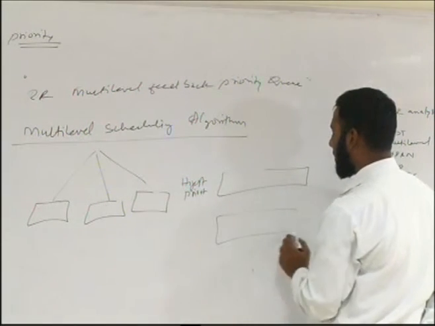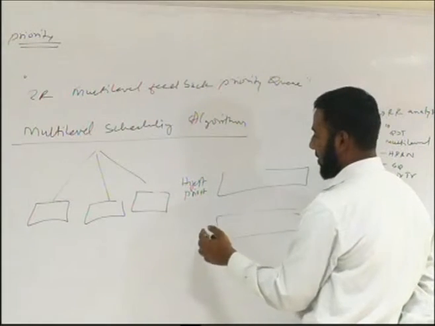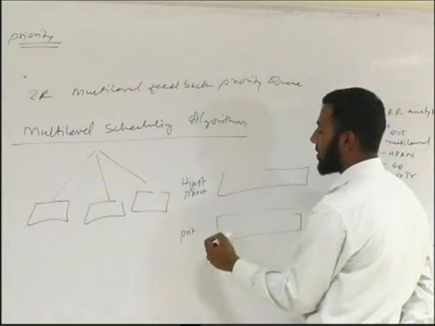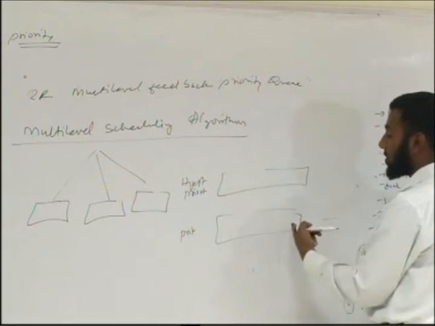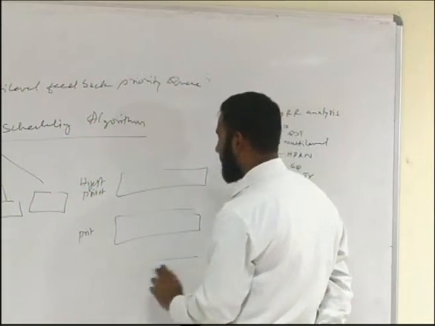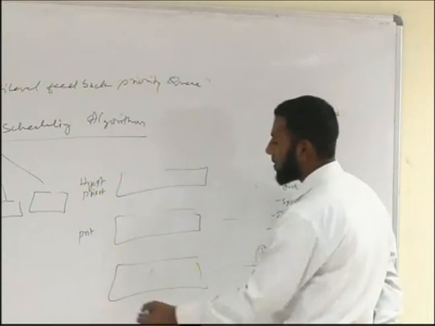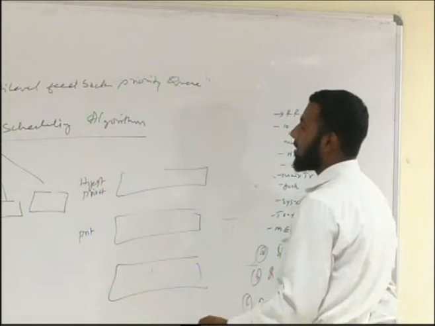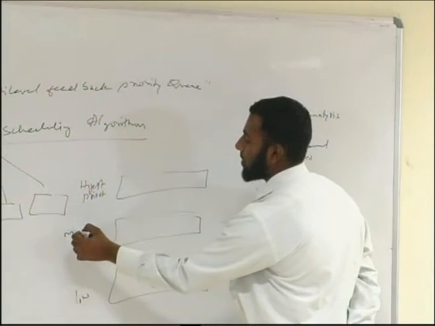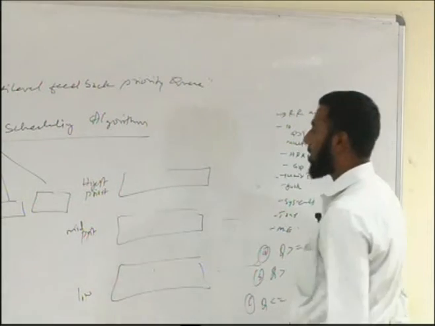Then you have another queue, which will have some priority associated with it. It means all the processes which come to this queue will have a certain level of priority. Then similarly you go on having different levels of priorities. Now assume that this is low priority, this is mid priority, and this is the highest priority.